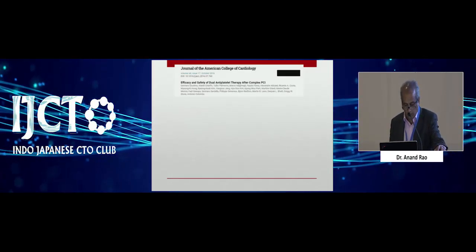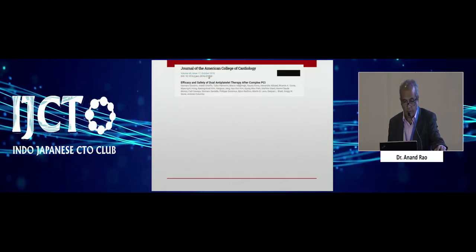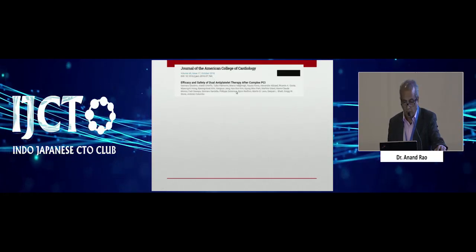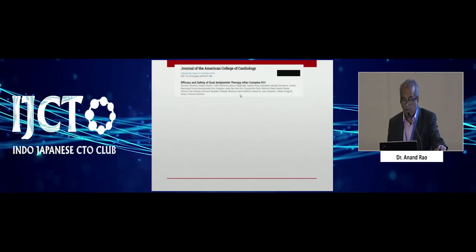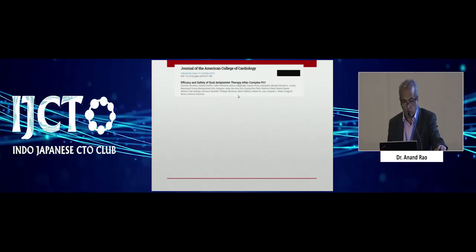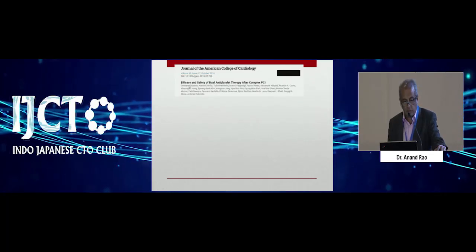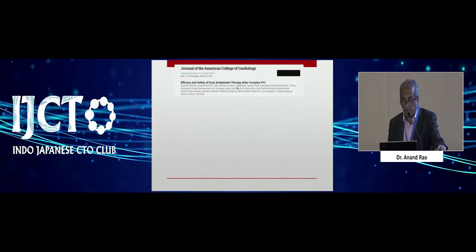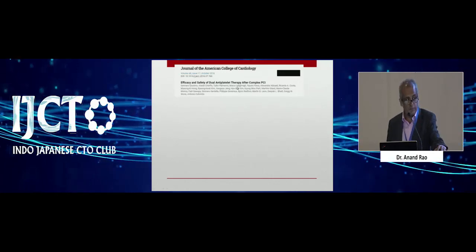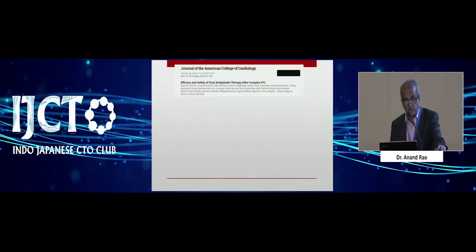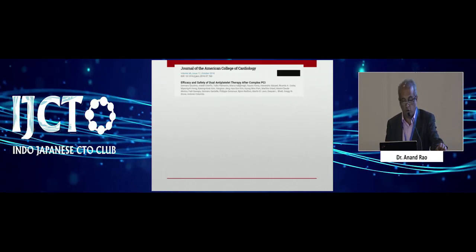This was another important study which got published in JACC in 2016, by Marty Leon, Greg Stone, Anthony Colombo, and Alexandra Bizet. What they did was they looked at the efficacy and safety of dual antiplatelet therapy after complex PCI. Complex PCI was defined as 2 stents, 3 stents, bifurcation, and of course CTO.